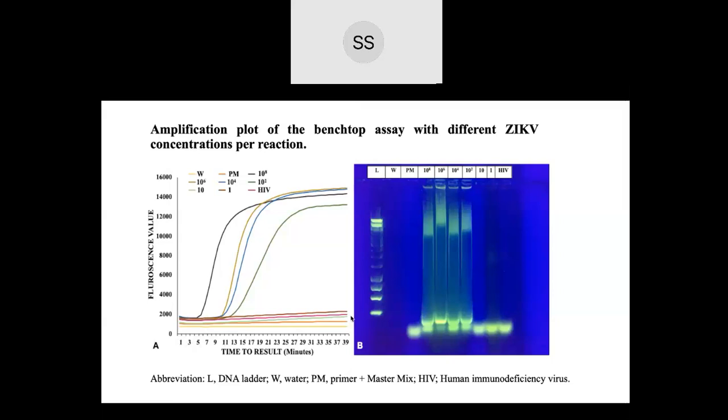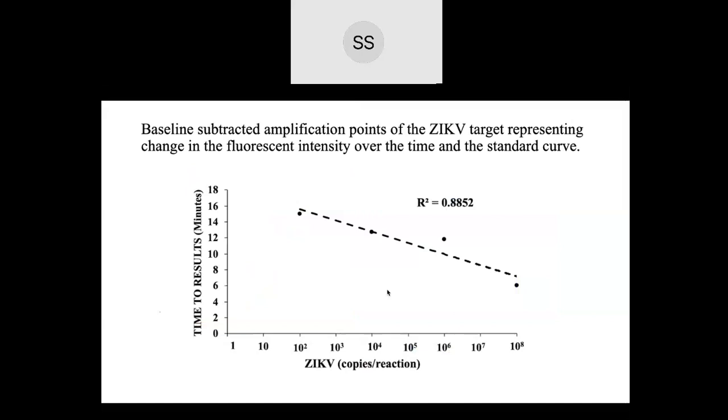These results were further validated on a 1% gel electrophoresis, and long sharp bands are seen in the wells where the amplification occurred, and no sharp bands could be seen where no amplification happened. We further plotted the baseline subtracted amplification points for the different concentrations of the target, and we can see that the higher the concentration of the target, the lower the time for amplification. We observed a good fitted straight line with an R squared value of 0.885.